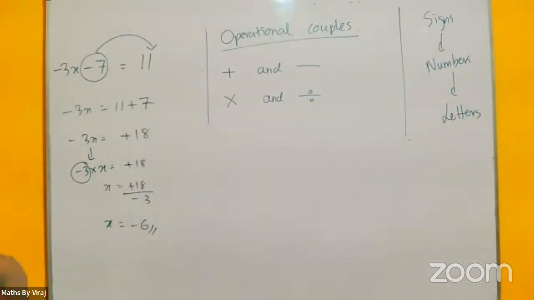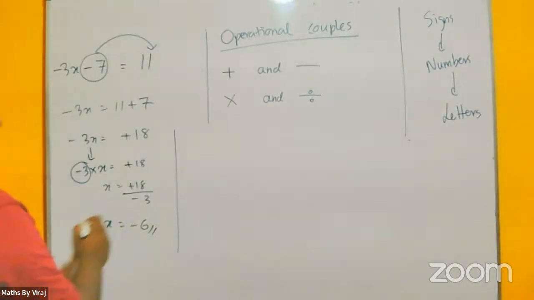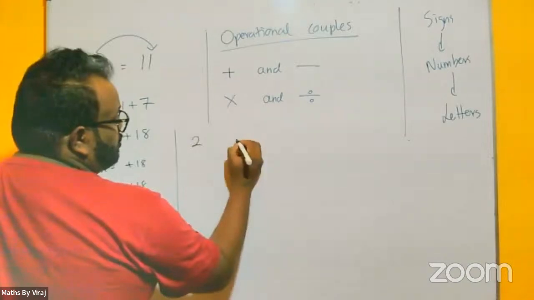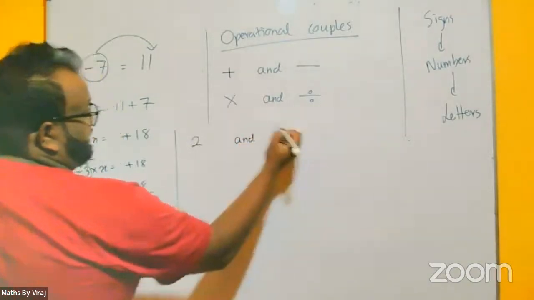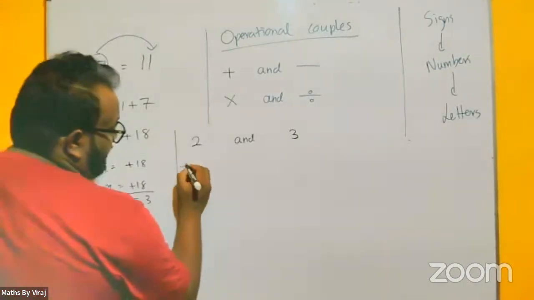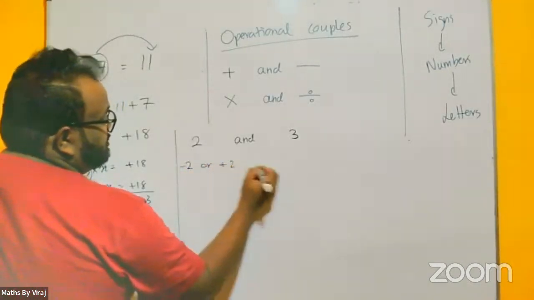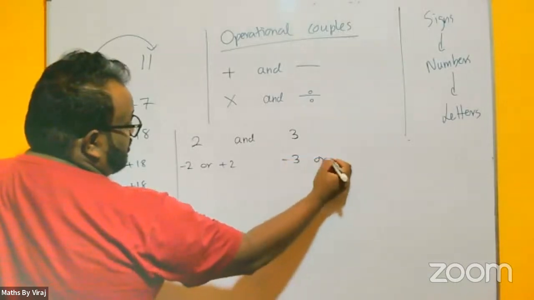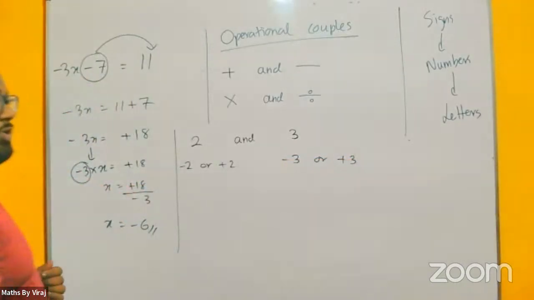As we move forward, what will happen? Now think of it as such. We have two numbers, 2 and 3. There can be two values for 2. It can be minus 2 or plus 2. It can be minus 3 or plus 3. Now I am going to write 4 variations on the board.